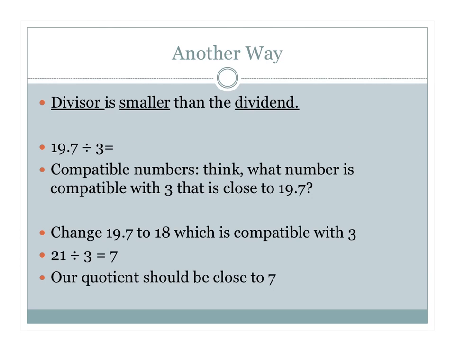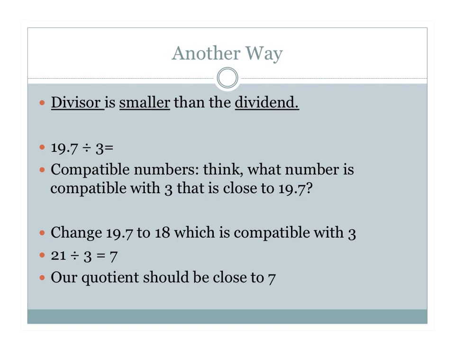Another way to estimate is if the divisor is smaller than the dividend. This is going to be more like the division you're used to. Here, the divisor of 3 is smaller than the dividend of 19 and 7/10. That tells us that our estimate is going to be greater than 1. When we're thinking of compatible numbers, think, what number is compatible with 3 that is close to 19 and 7/10?